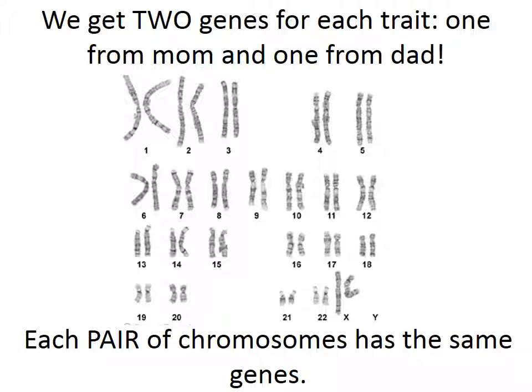So here's the new information. We've been talking in the past about how chromosomes contain genes that code for proteins, and we've always in our models shown one chromosome that has a gene on it that codes for a particular protein. Well, it turns out that actually we have two genes that code for a particular protein. In other words, we get two genes for every trait because we get one chromosome from mom and one chromosome from dad. So each pair of these chromosomes has the same genes.